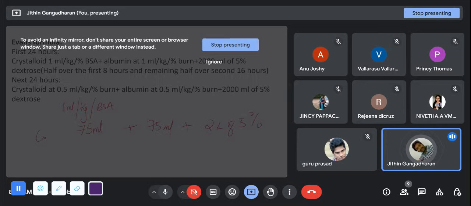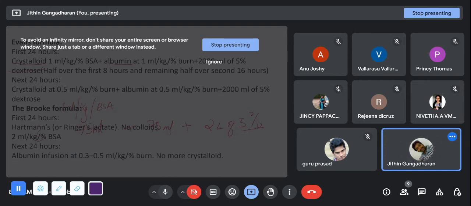Clear? So this is the Evans formula. I don't think you will be getting questions from Evans. The only question usually asked is from the Parkland formula, so you have to study the Parkland formula very well. But in case they ask the Evans formula, this is it. Since it's a complicated question, they won't ask it. Just understand that it has crystalloid, albumin, and 5% dextrose.